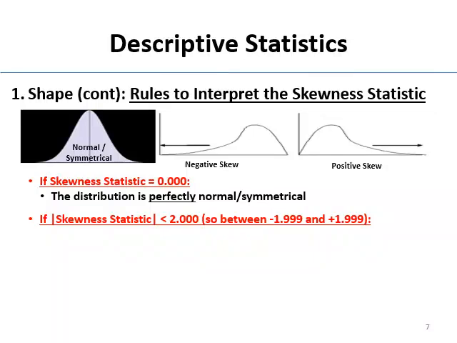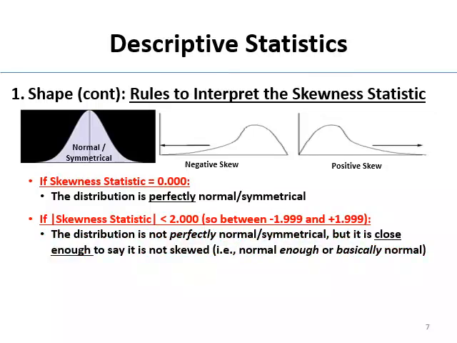If the absolute value of your skew statistic, that is, ignore the sign, is less than 2, so I tell you here that would be between negative 1.999 and positive 1.999, that would be less than 2 absolute value. So your distribution is not perfectly normal or symmetrical, but you know what? It's close enough for you to say, yeah, it's basically normal. It's not skewed enough that I need to worry about it. So we say it's basically normal.